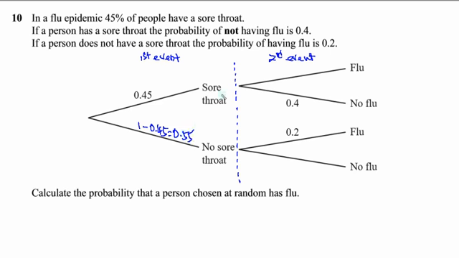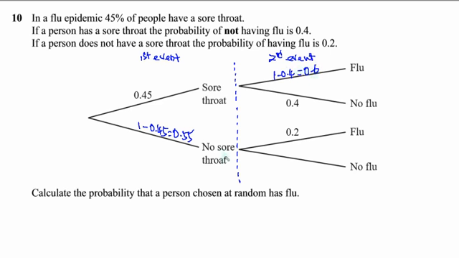Okay, now if the first outcome, if the person has a sore throat, then the probability of not having a flu is 0.4. Since there are only two possible outcomes in the second event, flu or no flu, the probability of this one should be 1 minus 0.4, equal to 0.6.